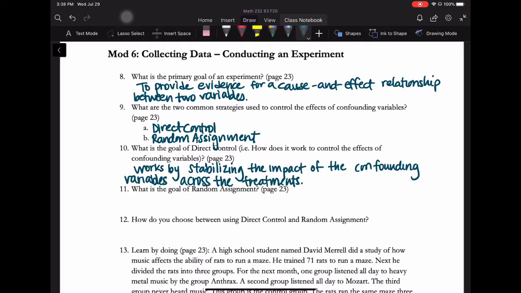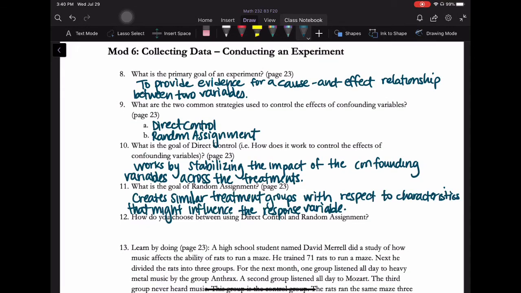What about random assignment? Why do we randomly assign? Well, we want the groups to be similar in characteristics. We don't want self-selection to happen, so we don't want one group that's heavy in something and another group that's light in some sort of characteristic. We want similar groups in respect to characteristics that we think might influence the response variable. This is creating similar treatment groups.